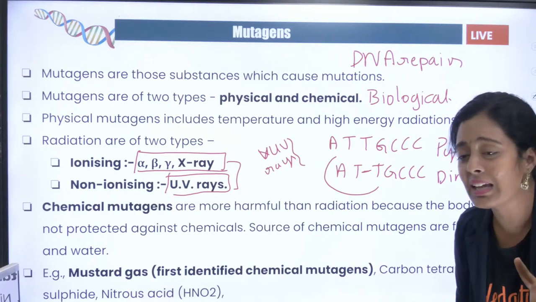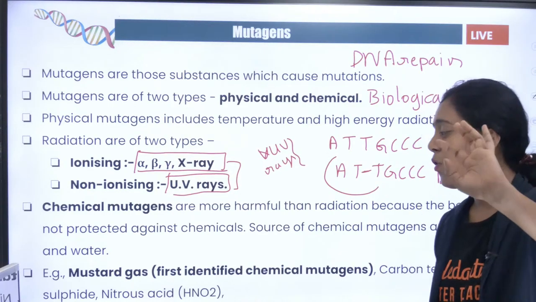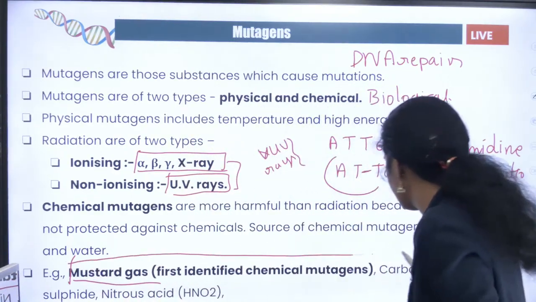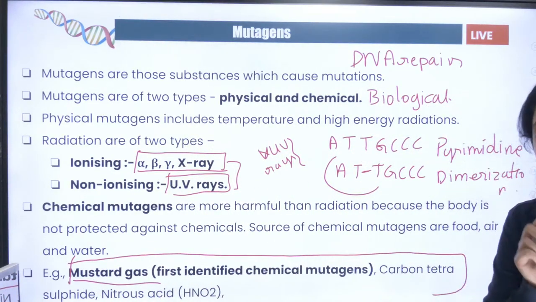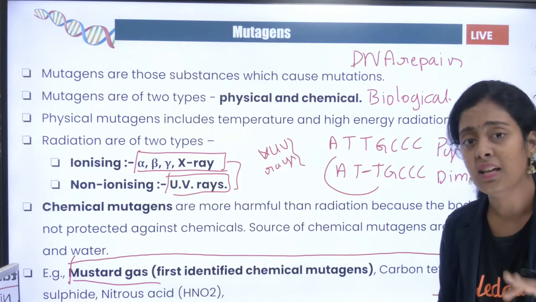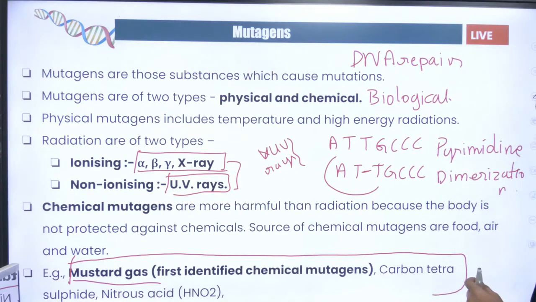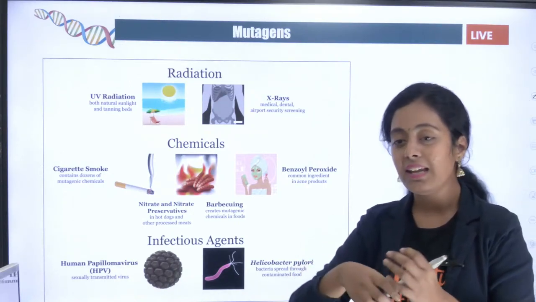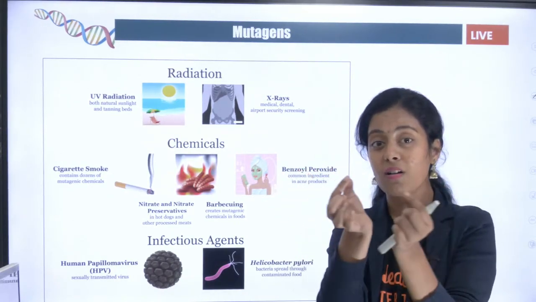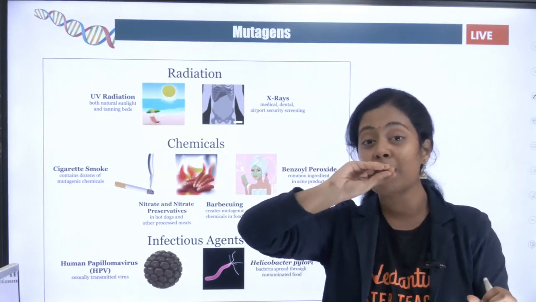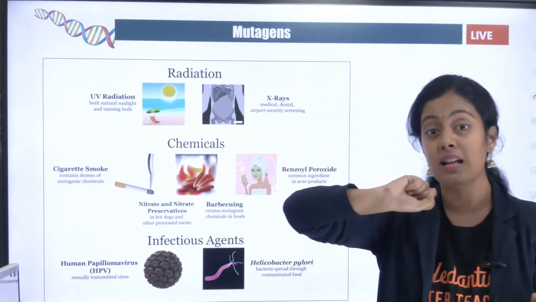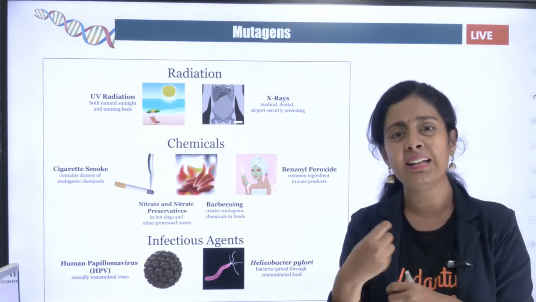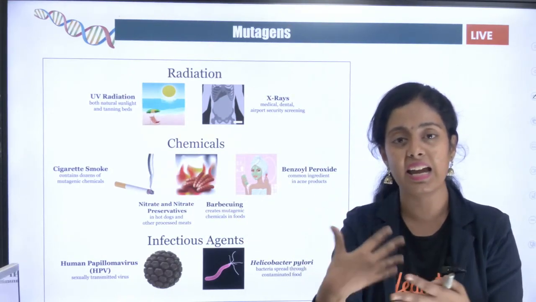First, identify them. It's very sad actually. The first identified chemical mutagen is mustard gas. Okay, carbon tetrasulfide. Then you have nitrous acid. They are all very, very potent mutagens. Okay. So recently you may have read about this: in barbecued food, in barbecue chicken, the black, tar-like, crispy layer also has potential mutagens. Okay. And the oil, why do they actually tell us not to use the oil again and again?